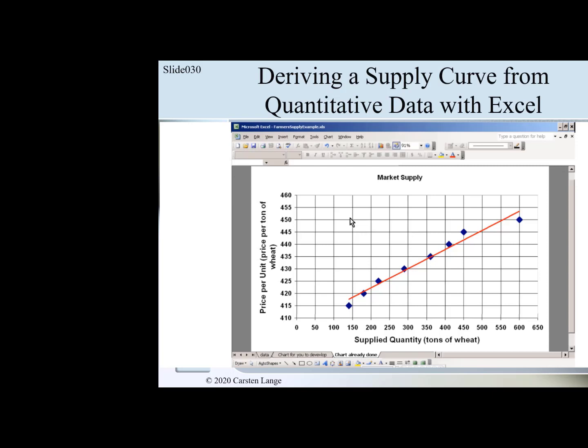Excel calculated this linear line in a way that it minimizes the vertical distance between the line and the data points. To be precise, it minimized the square of the vertical distance between the line and the data points. Please try it yourself and go to the supplement area, and you will find out that you get a way better feeling for a supply curve.